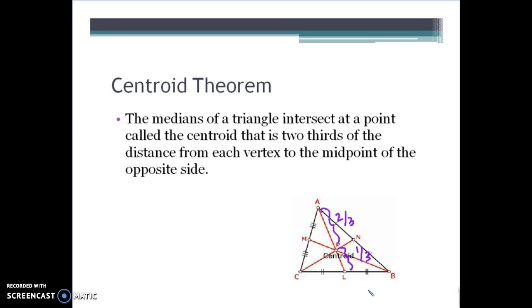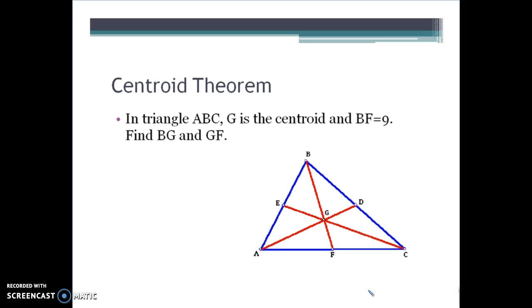For example, we have triangle ABC, G is the centroid, and BF equals 9. We want to find BG and GF. I know that this whole median is 9. I know that G is 2/3 from B to F, so it's 2/3 of 9. Well, 2/3 of 9 is 6. So if 6 is here, that means we have 3 left to get our full 9. So BG equals 6, and GF equals 3.